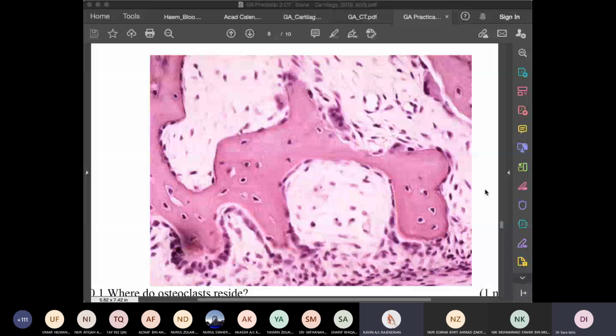So that's called the house-shaped lacuna. You find an indentation, and then you find this multinucleated cell. That's your osteoclast, and this area here is your house-shaped lacuna.